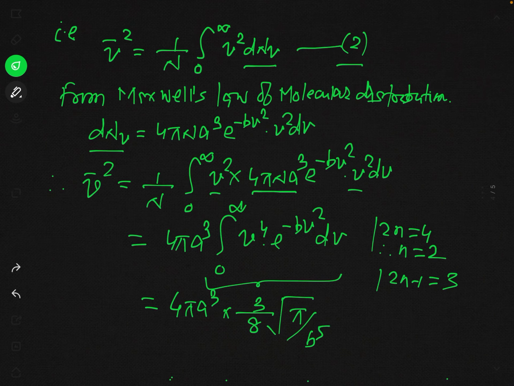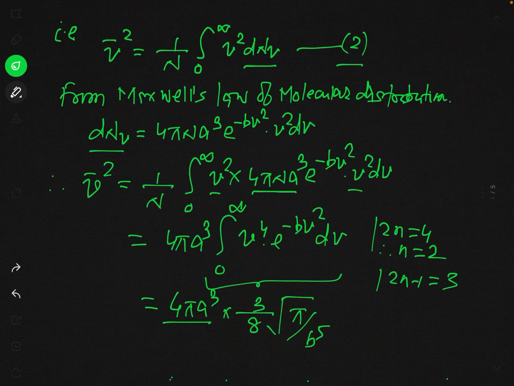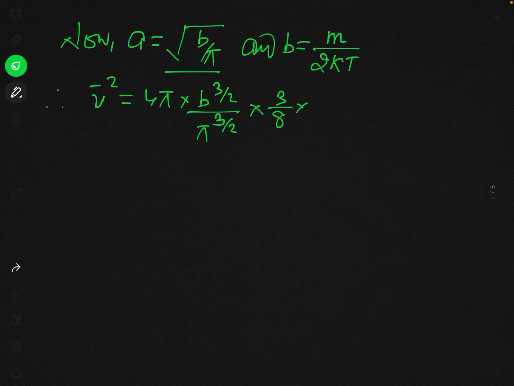So see here, as v bar square is 4 pi a cube times 3 by 8, we will write 4 pi a cube, and a cube will be equal to b to the power 3 by 2 over pi to the power 3 by 2. So this is b to the power 3 by 2 over pi raised to the power 3 by 2, times 3 over 8. And again you can see under a square root there is pi over b to the power 5. So you can write it as pi raised to the power half over b raised to the power 5 by 2.